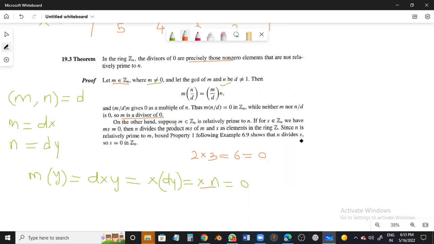Now, if suppose M happens to be relatively prime to N, then GCD of M and N is 1. See, if for S belonging to Zn, we have M into S is equal to 0, then N divides the product M into S. Now, N is relatively prime to M means N will not divide M. So, N has to divide S. But what is S in Zn? S is 0. So, that is the only case when it will become 0. That is the only case.